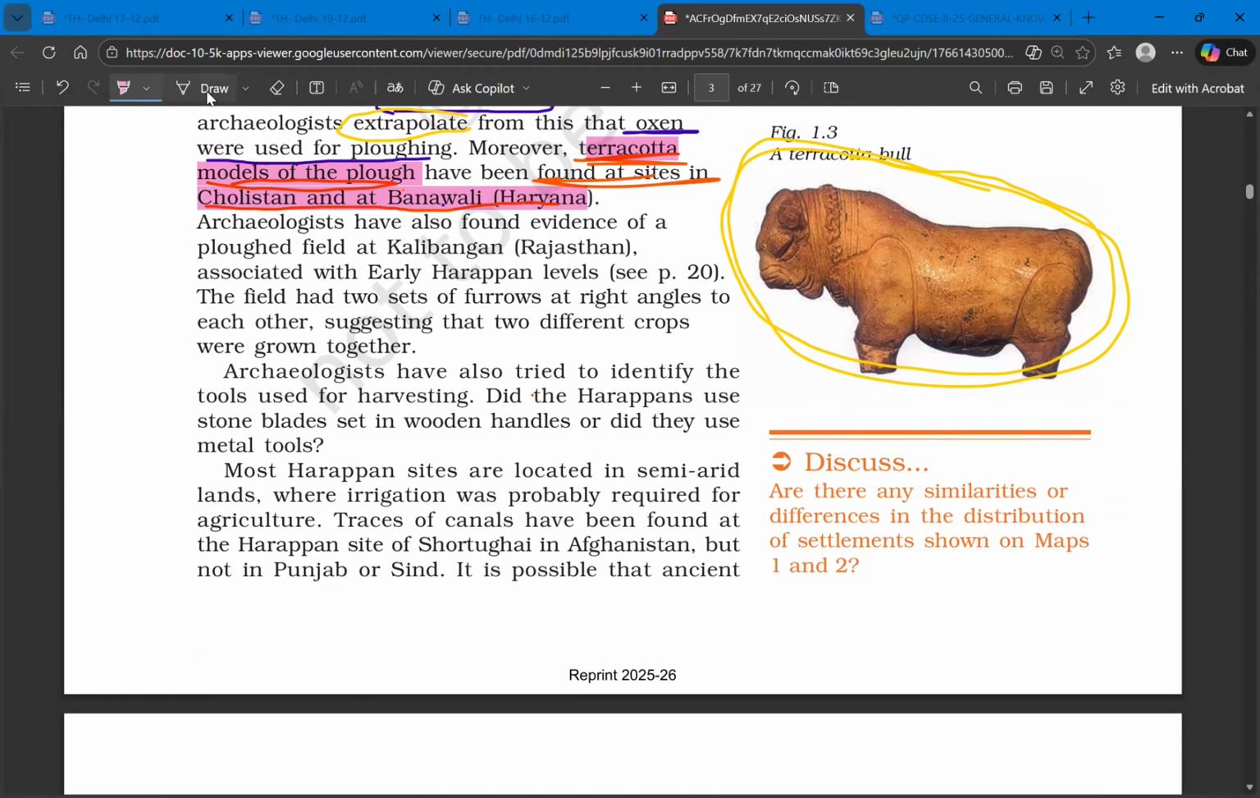And also, archaeologists have found evidence of a ploughed field. Whereas before that were terracotta models of plough, here we have found a ploughed field at Kalibangan, which is associated with early Harappan levels.